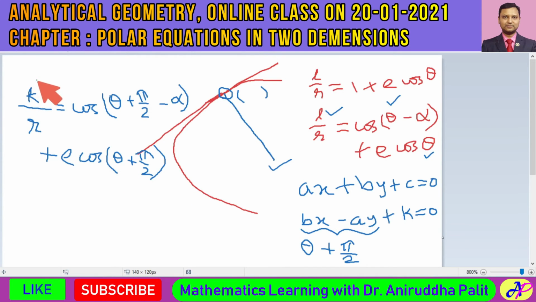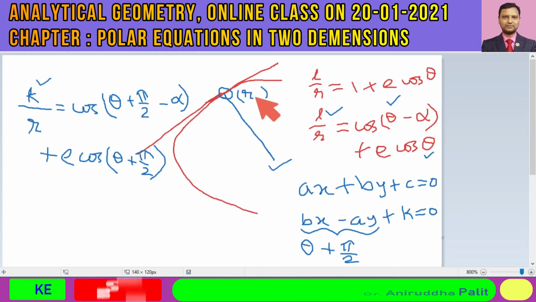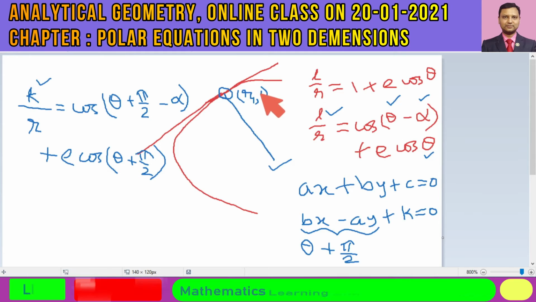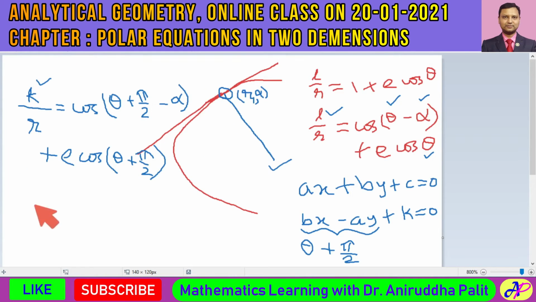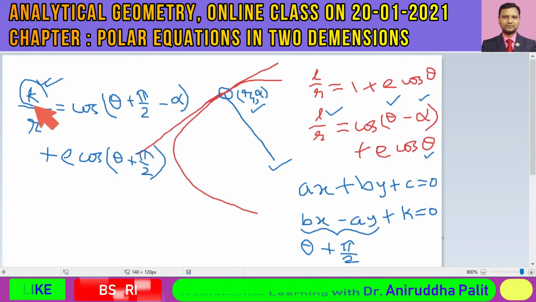Now how to obtain this constant k? We will obtain this constant k by the fact that the polar coordinates of this point P should be taken as r1, alpha, not theta 1. Over here we have taken the coordinate as equal to alpha, so over here we have to write r1, alpha. Then you see this equation of the normal should also be satisfied by these coordinates r1 comma alpha. So from that relation we will be able to compute the value of this constant k. Okay, so let me show this detailed computation over here.